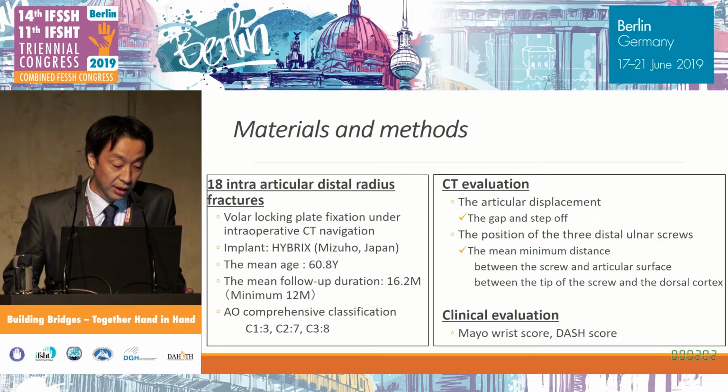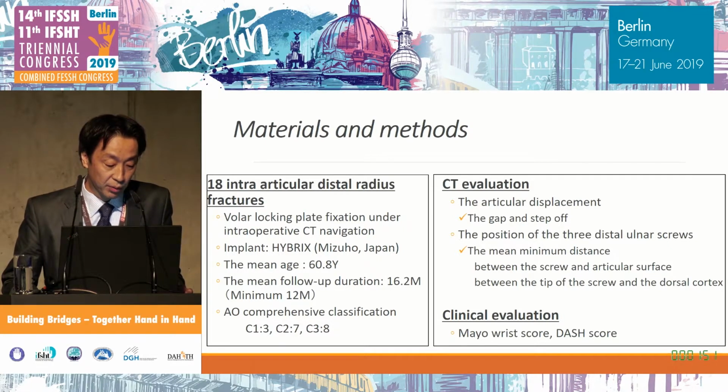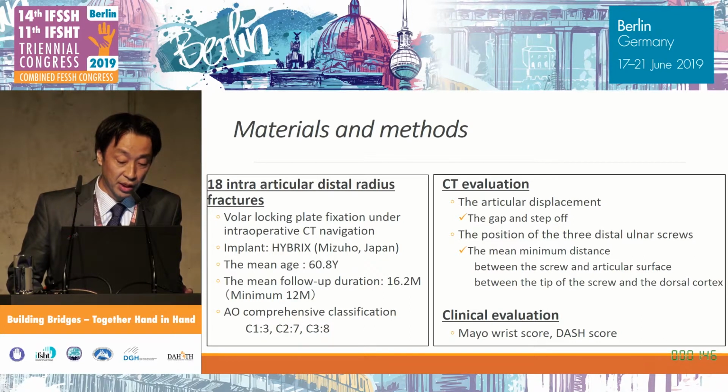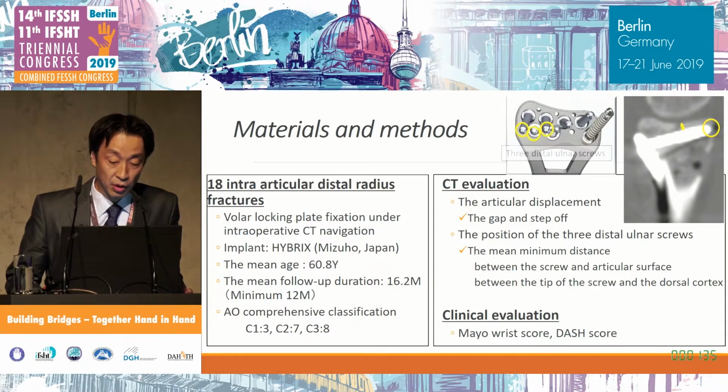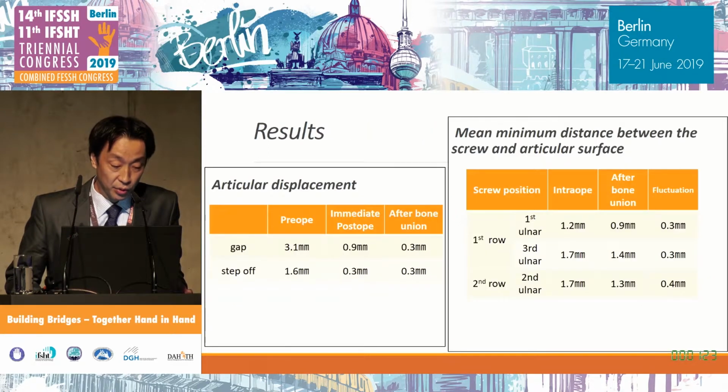This study analyzed the data from 18 intra-articular distal radius fractures treated with a volar locking plate and intraoperative CT navigation. According to our classification, 3 cases were classified as C1, 7 as C2, 8 as C3. We assessed the gap and step-off, and calculated the mean minimum distance between the screw and the articular surface, and that between the tip of the screw and the dorsal cortex. We evaluated the 3 distal ulnar screw positions that affected the stability of the ulnar dorsal fragment, and clinically assessed the mean wrist score and DASH score.